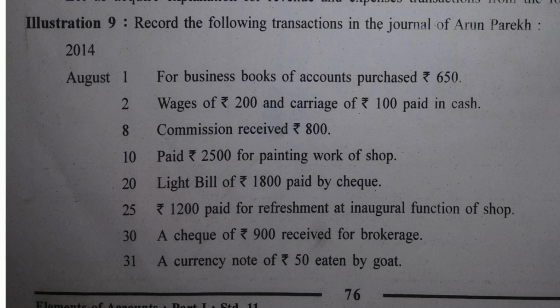So finally the journal entry for this is bank account debit 900 to brokerage account 900 again. So moving towards the last transaction of illustration 9, it says a currency note of rupees 50 eaten by goat.